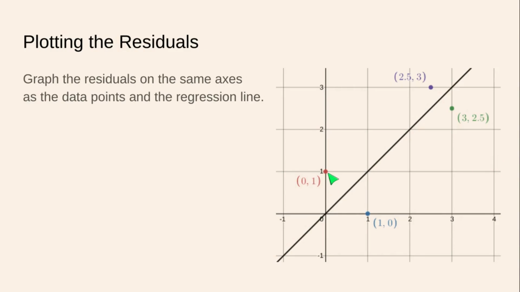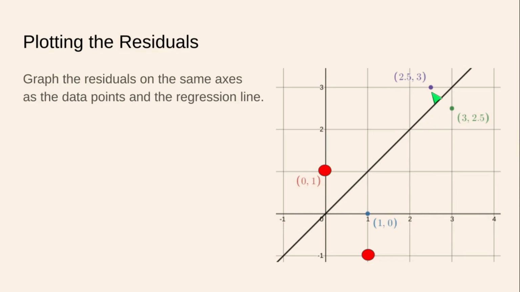For the first point, the residual would be positive 1. We predict that at an x value of 0, our y value is also 0, but it's actually 1. So our residual would be 1. For this point, we predict that the y value is 1, but our point's down here at a y value of 0. So the residual would be negative 1.